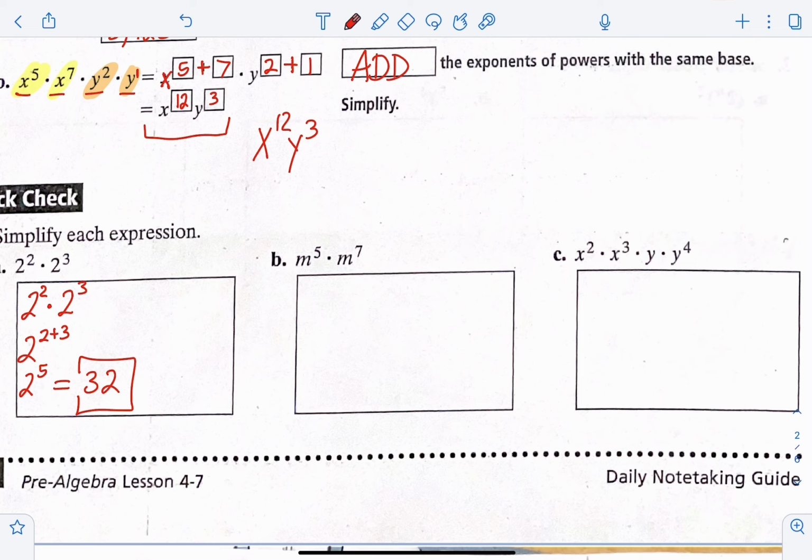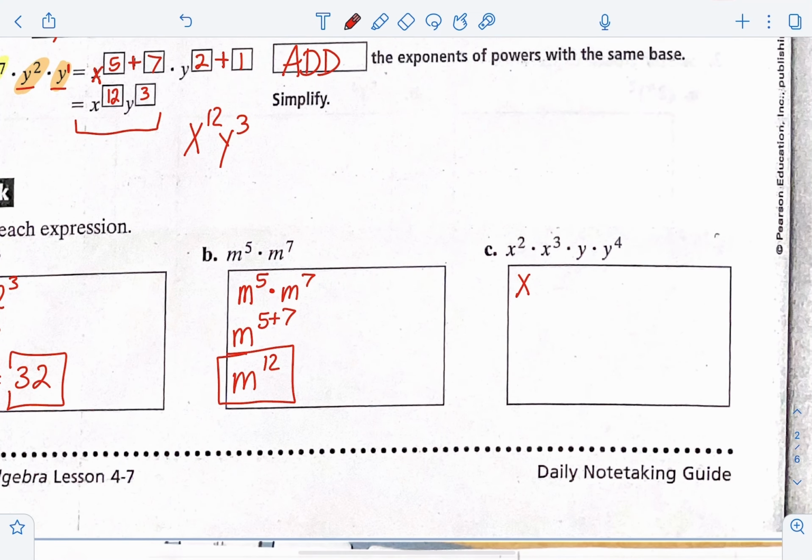All right, so what we should have done for B, we had m to the 5 times m to the 7, which means we rewrite that as m to the 5 plus 7, and then m to the 12. Since it's a variable with an exponent, that is our final answer.